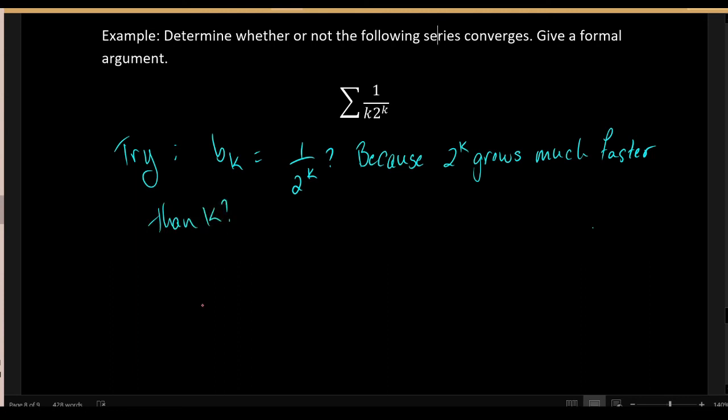Notice that b_k is a geometric series with a common ratio of 1/2, so b_k must be convergent.